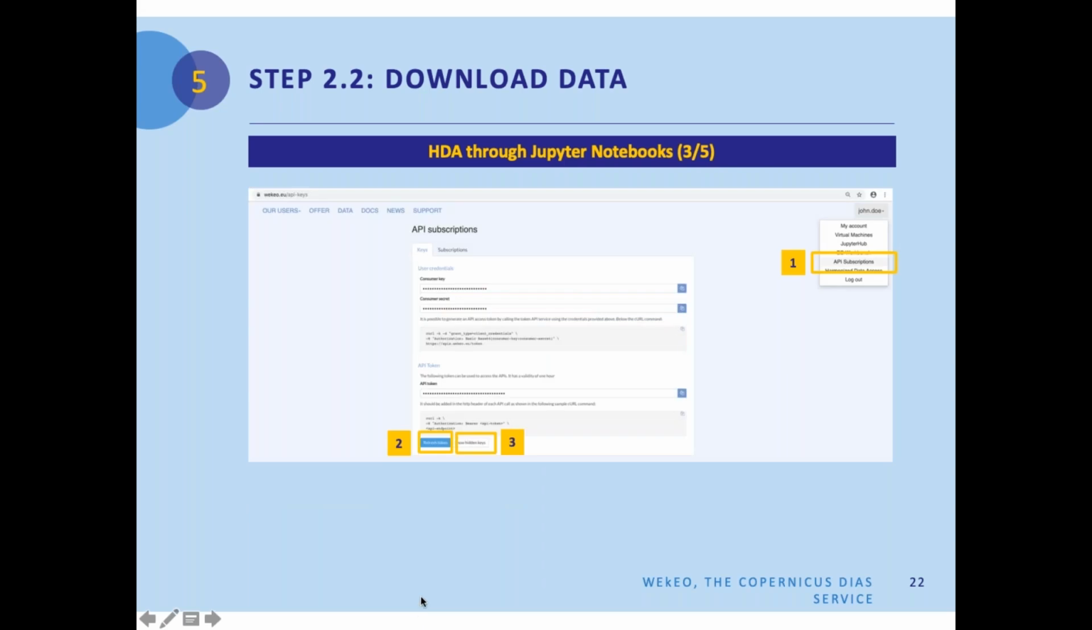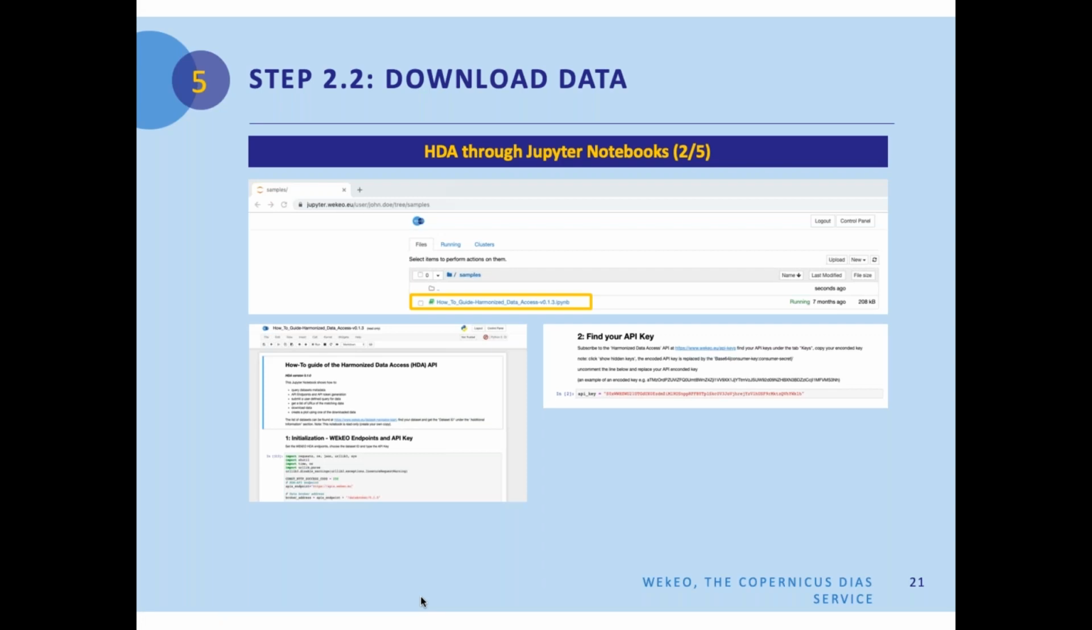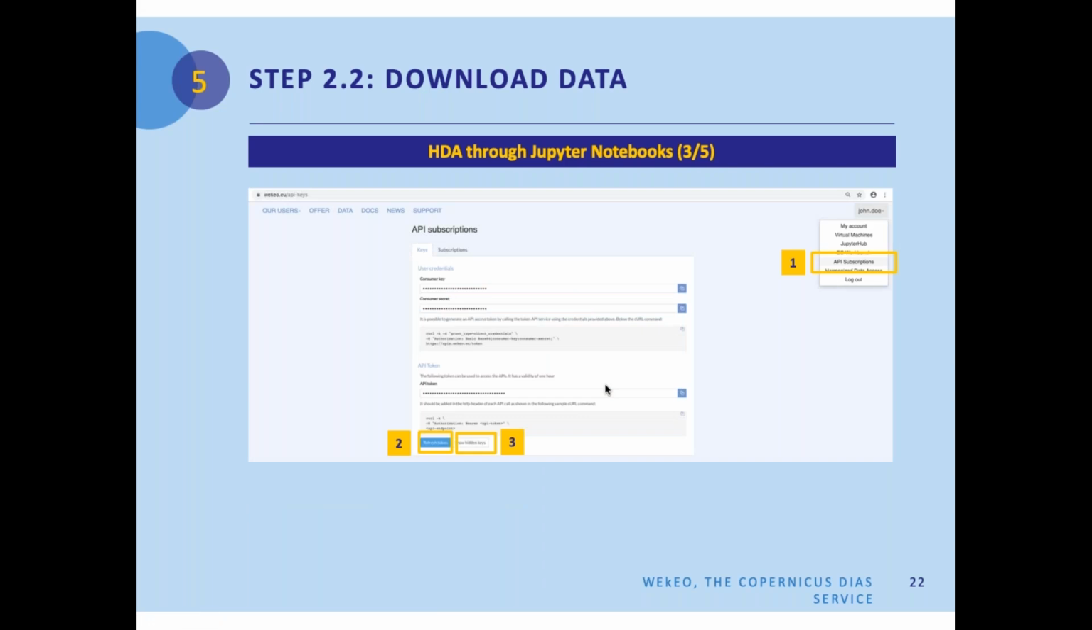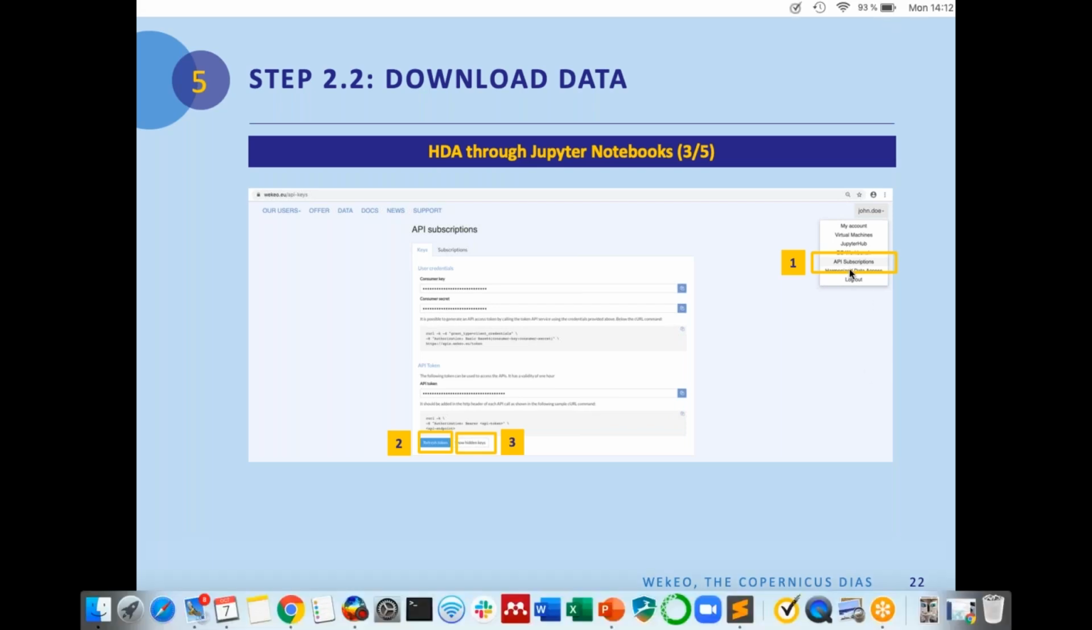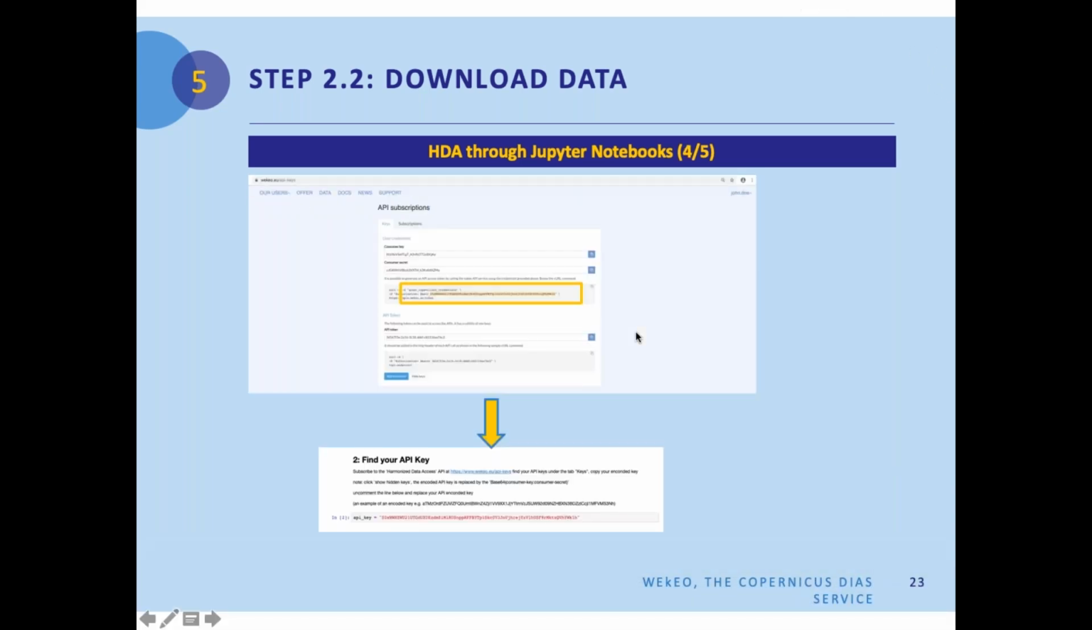This requires an additional step, which is getting an API key. And for that, we have to go to another page of WEkEO, that is the API subscriptions. And in these API subscriptions, we can also find it under the username, and then we can just go here and click these two buttons. The idea is that these API subscriptions let the Jupyter notebooks itself recognize our account. So once we have done this, then we can just follow with the steps of the Jupyter notebooks.